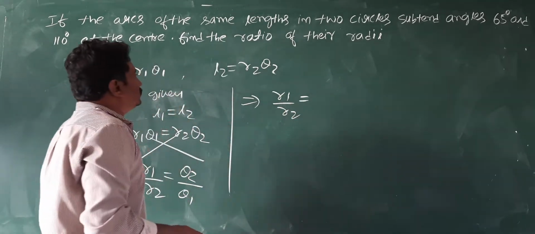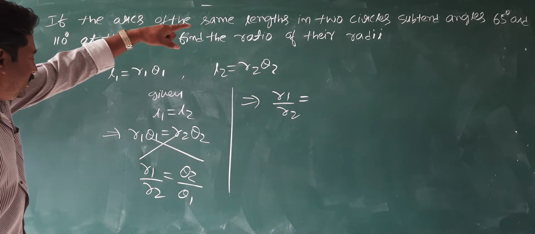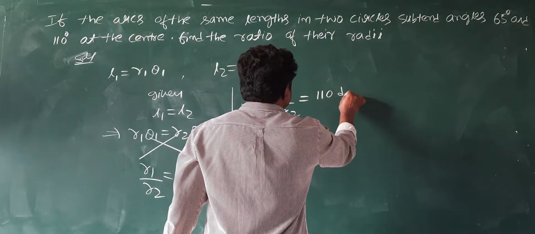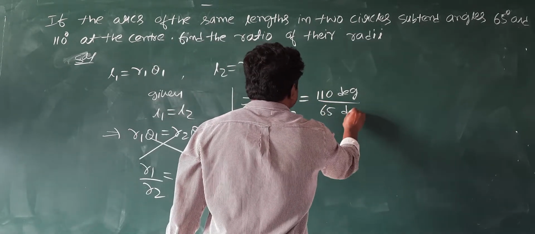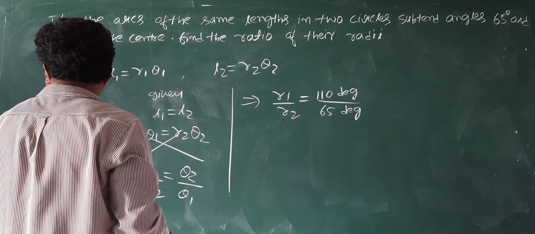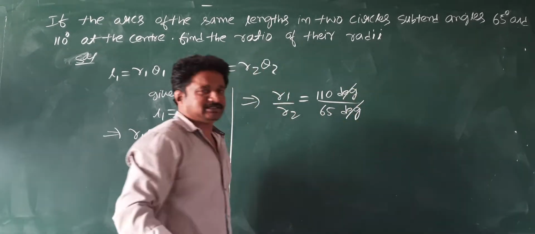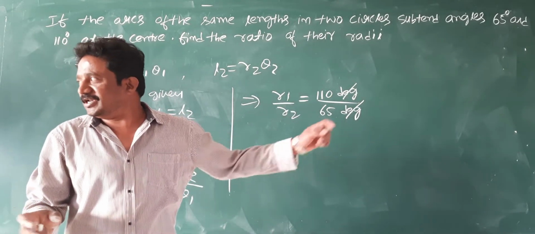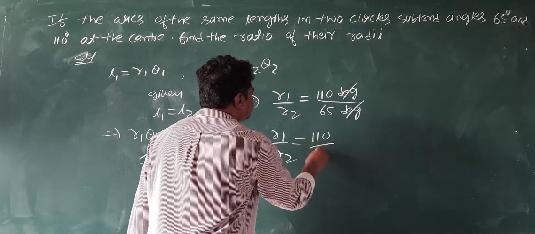So theta 2, tell me the second angle, students. 110 degree. Theta 1 is 65 degree. So it is 110 degree by theta 1, 65 degree. Now look at this, students. Degree gets cancelled. Is that correct? You need not go for converting degree into radians. Degree gets cancelled. R1 by R2 is equal to 110 by 65.